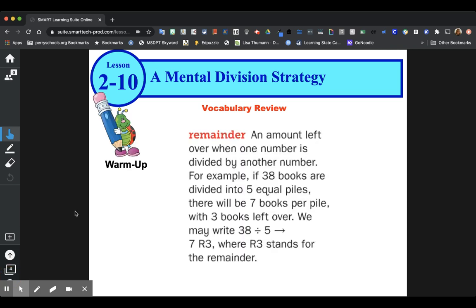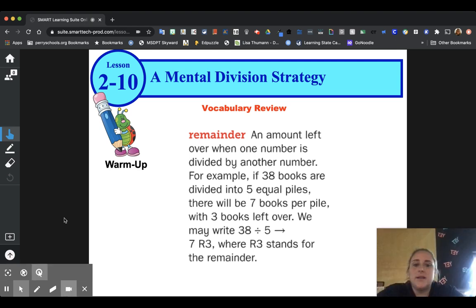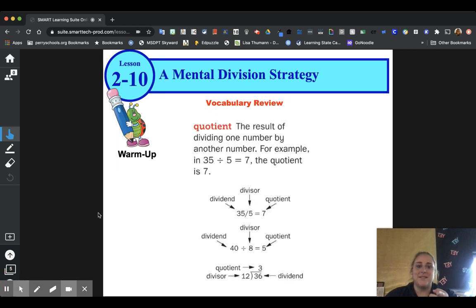And I think we actually have 2 more words. We've got remainder. That is an amount left over when one number is divided by another number. For example, if we took 38 books divided into 5 equal piles, we know that there would be 7 books per pile, but we would have 3 books left over if we wanted equal piles. So we might write it as 38 divided by 5 equals 7 R3, where that R3 stands for the remainder. So 7, remainder 3.